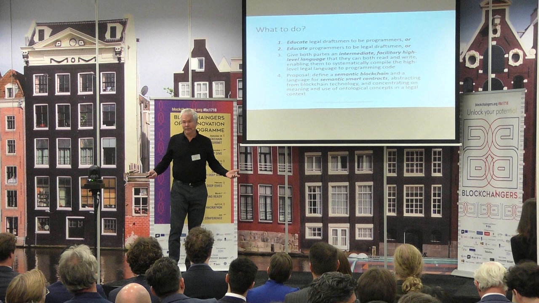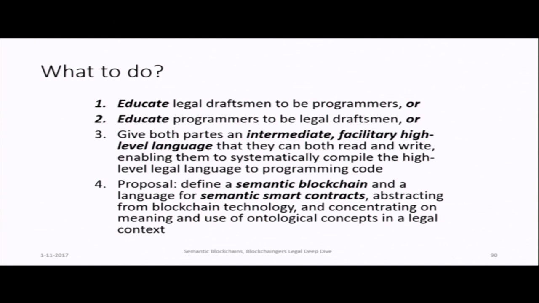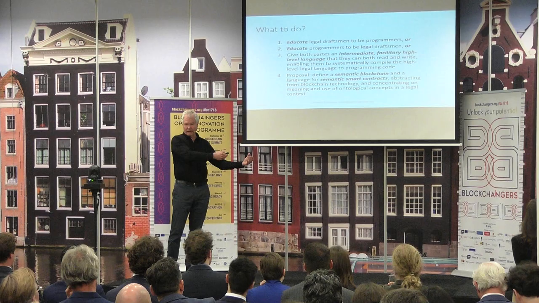So what to do? You can educate the programmers to become more legal. You can educate the legal experts to become more skilled in programming code. But what you could also do is introduce an intermediate language that both can understand, in which the legal expert can express his thoughts in such a way that he can be precise and complete in stating his legal expectations, but this high-level code should also be understandable by the programmer. That means they can start validating the text, and they can say there's something wrong with the text. So there's feedback. There's a real understanding.